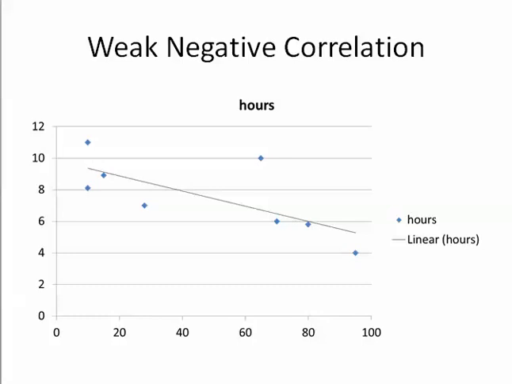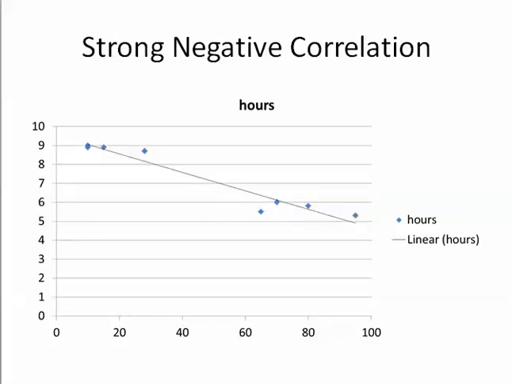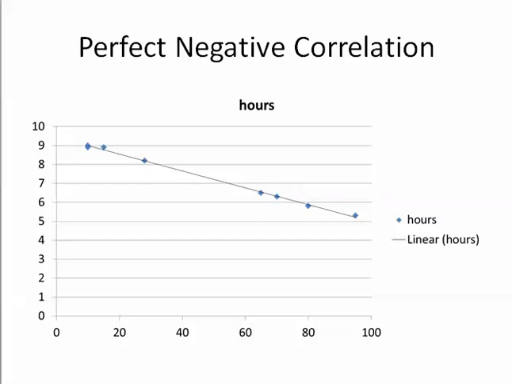Now let's look at a weak negative and a strong negative correlation. We have a negative correlation in this data set because the dots are falling overall, and the dots aren't very close to the line. They're kind of spread out, so this would be a weak negative correlation. If we move the dots in closer to the line, we would have a strong negative correlation. And if we put all of the dots perfectly on the line, we would have a perfect negative correlation. A negative correlation can't be any stronger than this. This is a perfectly strong negative correlation.